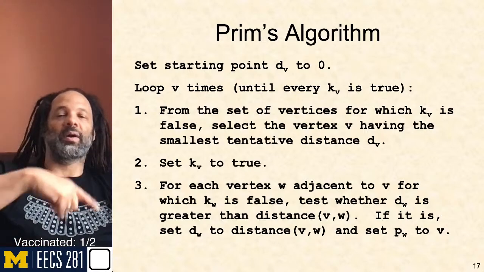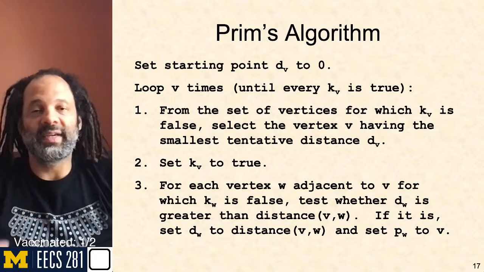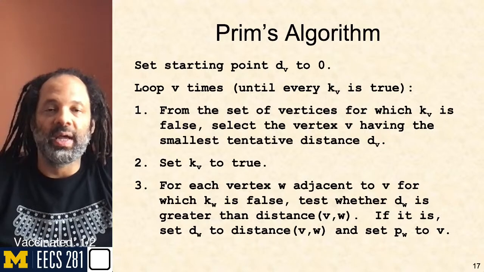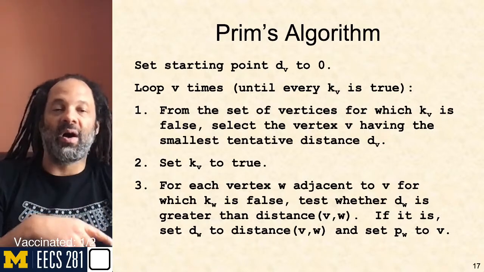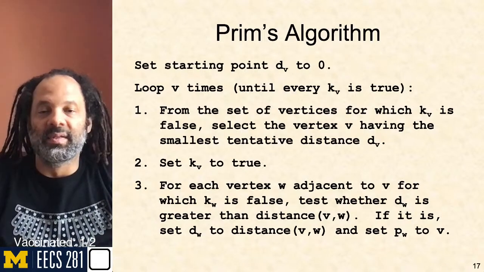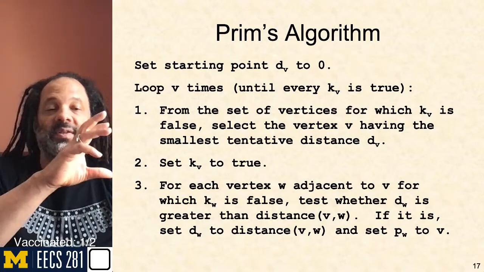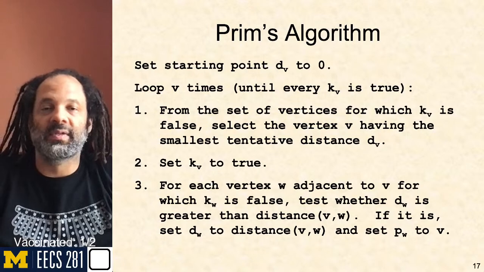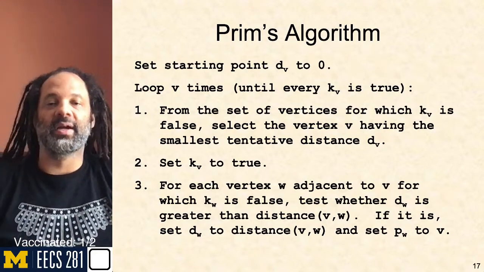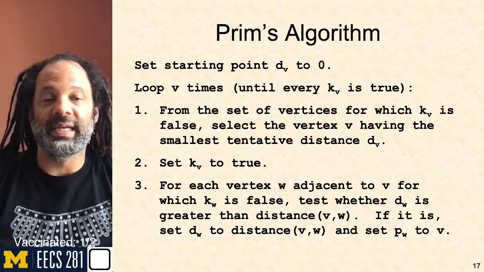Then we go through this loop here. This loop runs v times, because every time through, we set one of those k sub v's to true, and so we have to go v times so that we can set all v of those k's to be equal to true. Step 1 in the loop, from the set of vertices for which k sub v is false, I'm looking at all my falses and trying to find the shortest d. That's what that says here in many more words. Look through all my falses, find the shortest d, right?